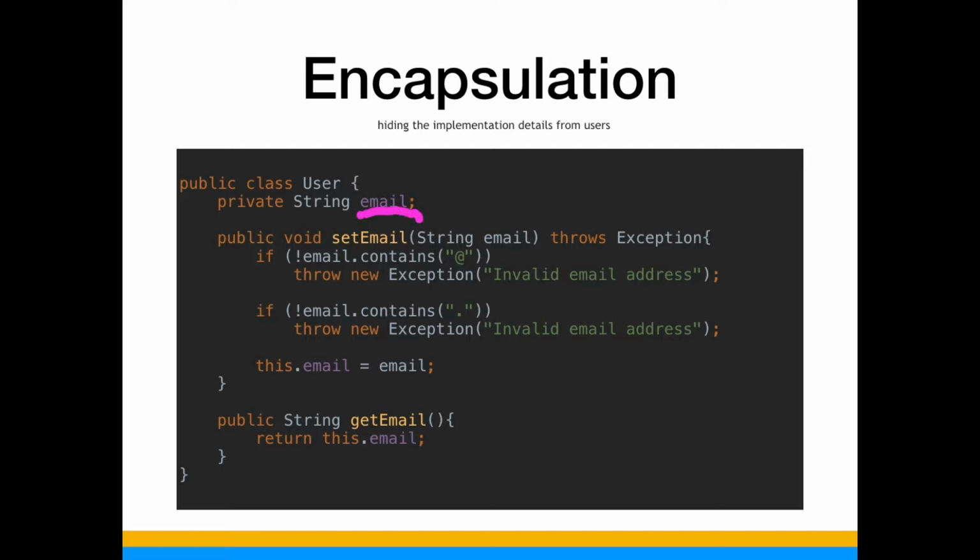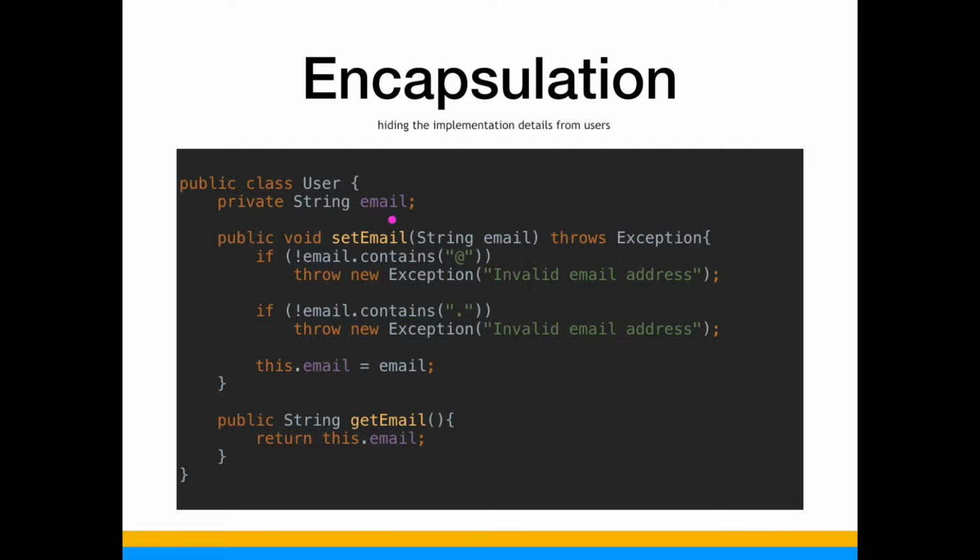We can see here that we are defining it as a private string, and because it has the keyword private, that means a user cannot do user.email and start modifying it directly. So we have to use getters and setters to modify the variable. In this case, for example, the setEmail method receives a string and throws an exception if it doesn't match the validation that we're looking for.